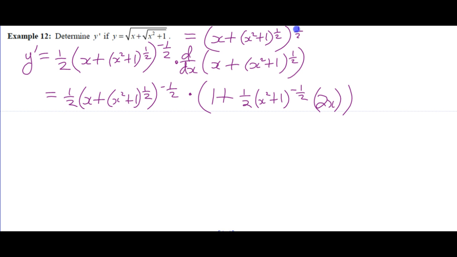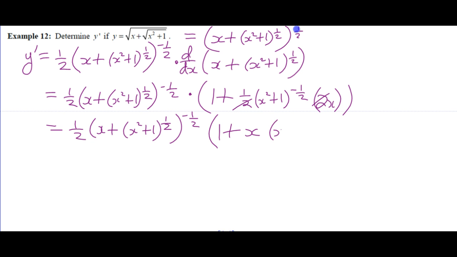Okay, all right, so this 2 is going to take out this 2. So we've got 1/2 x plus x squared plus 1 to the 1/2, to the negative 1/2. And we can clean up what's in here. So we've got a 1 plus, the 2's are gone, so we've got an x times x squared plus 1 to the negative a half.